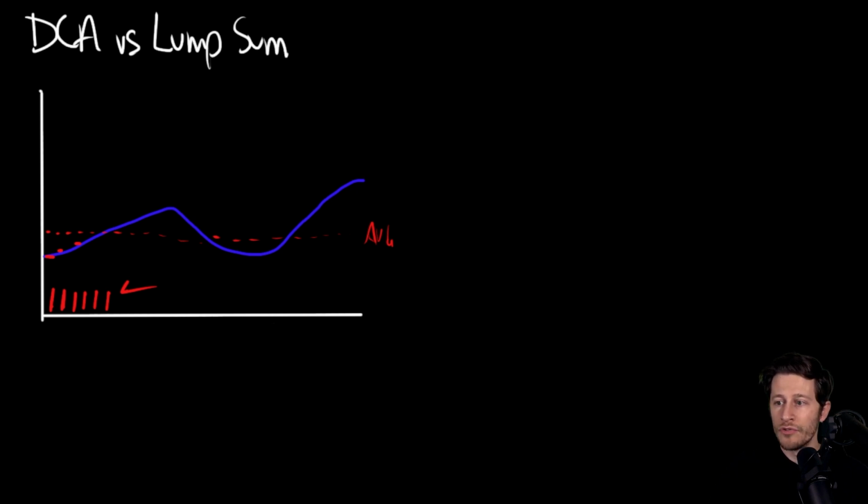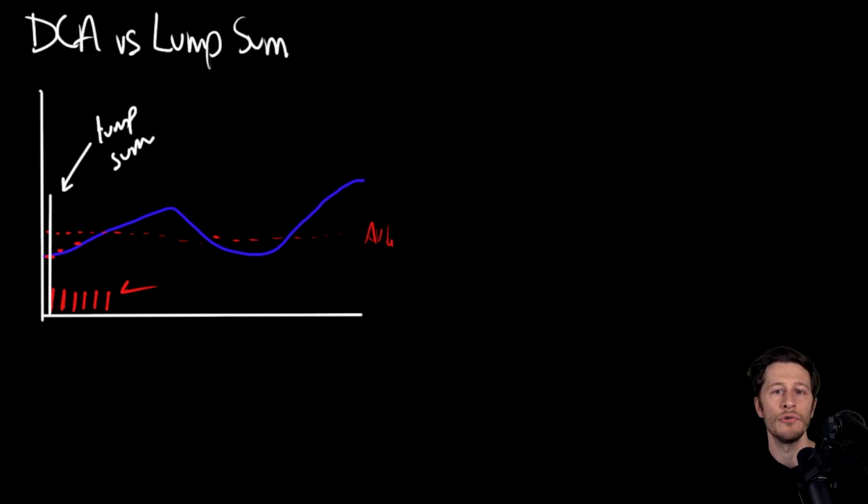A lump sum we could represent with a white bar right here. All of this money, boom, just at one point in time. And really the line should be vertical, like this. There we go. You just invest it all, right? And we would call that lump sum. Or even though you have the money, should you still spread it out over time? Let's compare the two strategies.